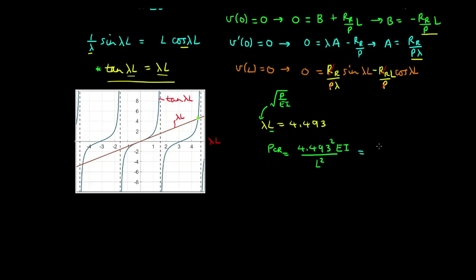But we want to put this in the form of pi squared EI on L squared. So we have some unknown value alpha by L in the denominator. So therefore this equation gives 4.493 squared is equal to pi squared on alpha squared. And then if you solve this equation for alpha, we get 0.699. So therefore the critical buckling load is equal to pi squared EI on 0.7 L squared.